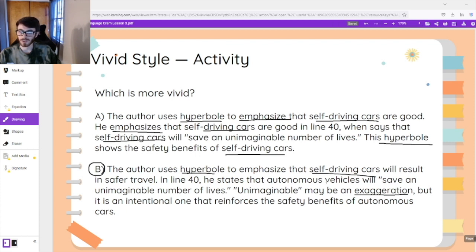It uses self-driving cars, autonomous vehicles, autonomous cars, right? Switches that up. What was the other one? Emphasize. We have emphasize here. And we change our sentence structure in here, so we don't need to say emphasize again. And then also A uses good, right? Good. Good. It repeats good. We don't want to use good at all. It's a vague word. We don't want that. Safer travel, right, is better than good. So yeah, that's why B is more vivid.